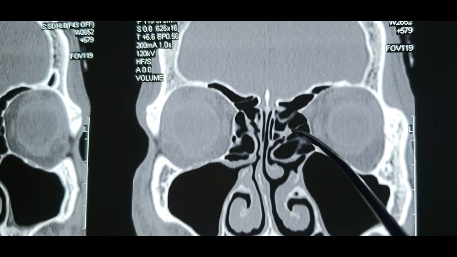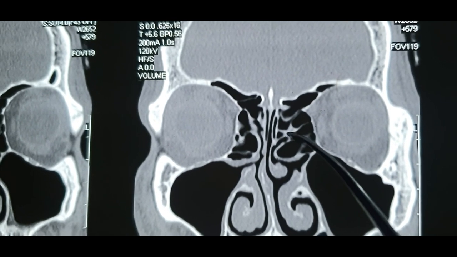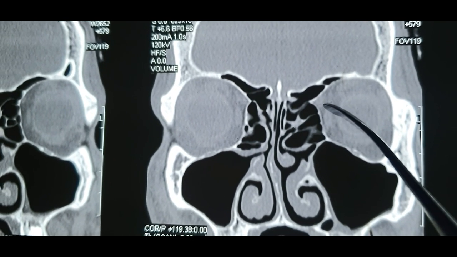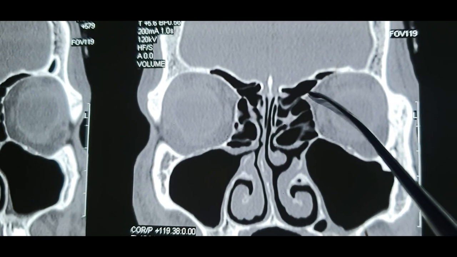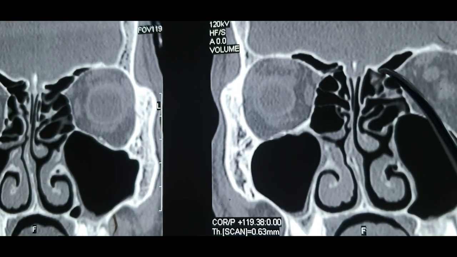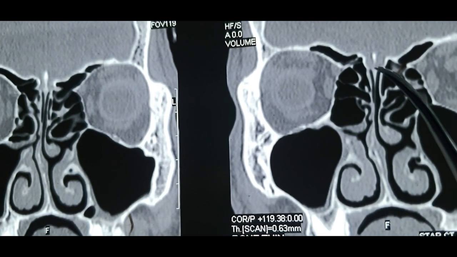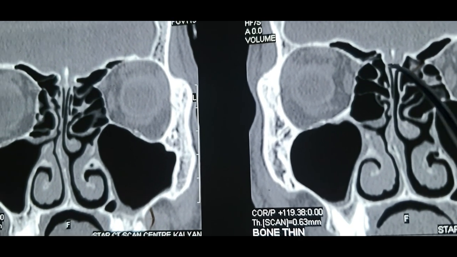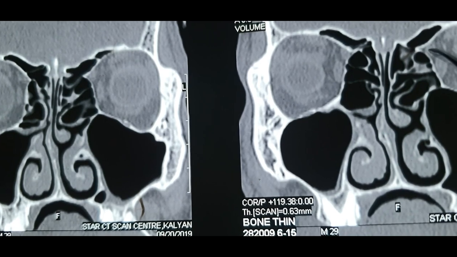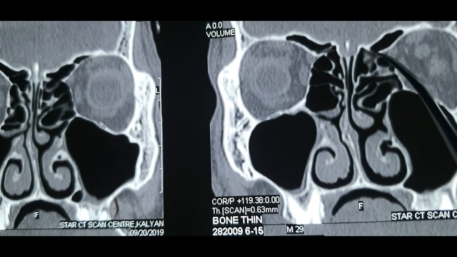on a CT scan or in theatre while doing a surgery. These three landmarks will give you the proper location of the anterior ethmoidal artery. And you can see it is almost at the level of the skull base. This is the level of skull base.